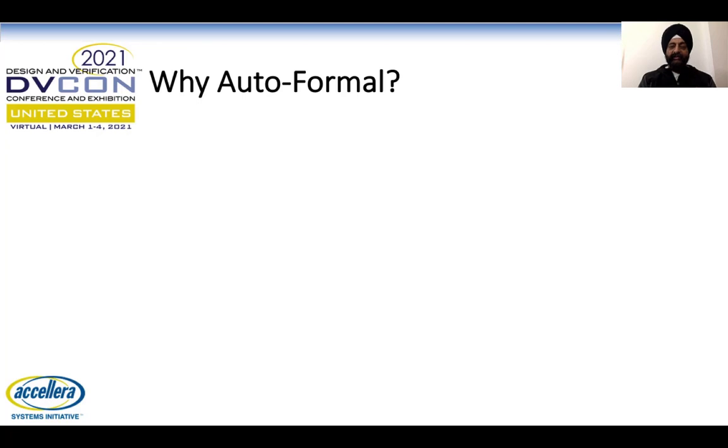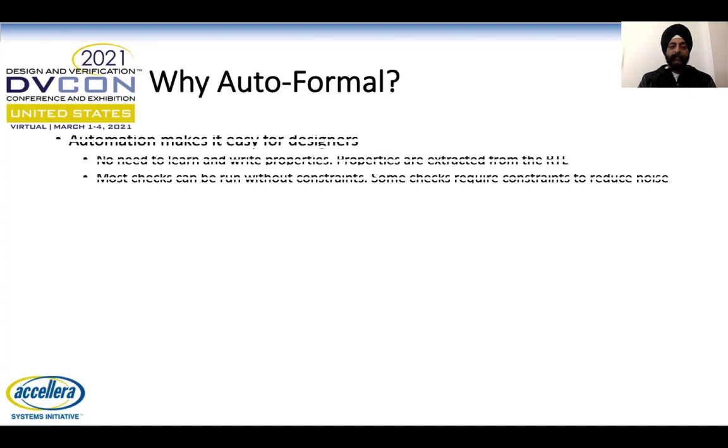So why auto-formal? The two keywords here, auto and formal, are important to understand why. So why auto? Because automation makes it easy for designers. Now here we are talking about the RTL sign-off by designers. So we have to understand that we cannot be introducing a new thing here which will require a lot of extra effort by the designers. So the automation piece of this makes it easy for the designers. They don't need to write any properties. The properties can be extracted from the RTL, and most checks can be run without constraints. Some may require some constraints to reduce noise.